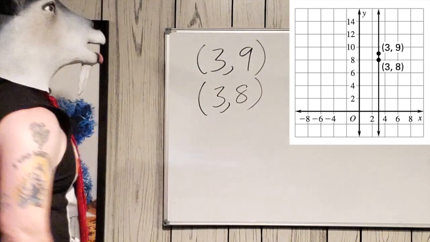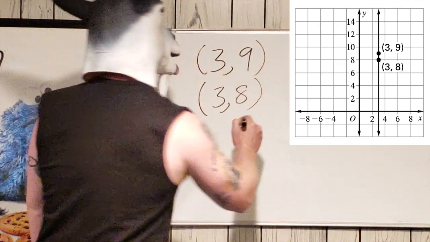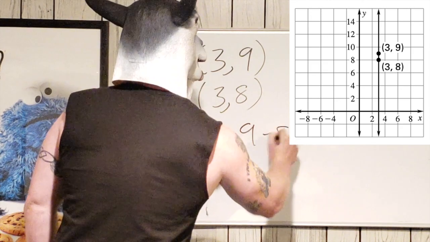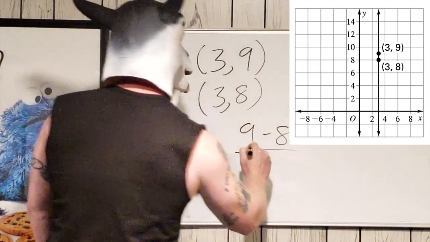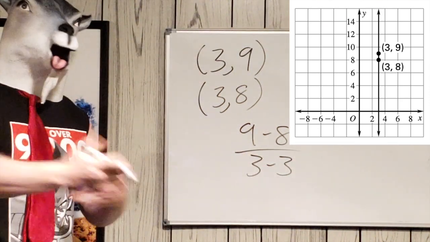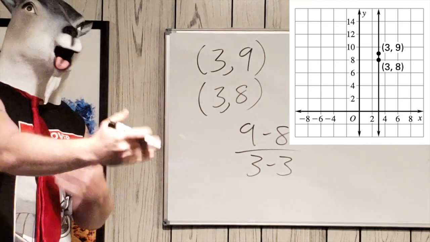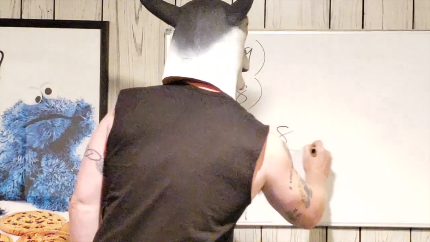All right, let's take a look why though. All right, so we do rise over run, right? We start with the y's. We got 9 minus 8. And we do the x's. We got 3 minus 3. There you go. You kind of see what's going to happen right now, right? You see it. You feel it in your bones, right? All right, so we got 9 minus 8 is 1.